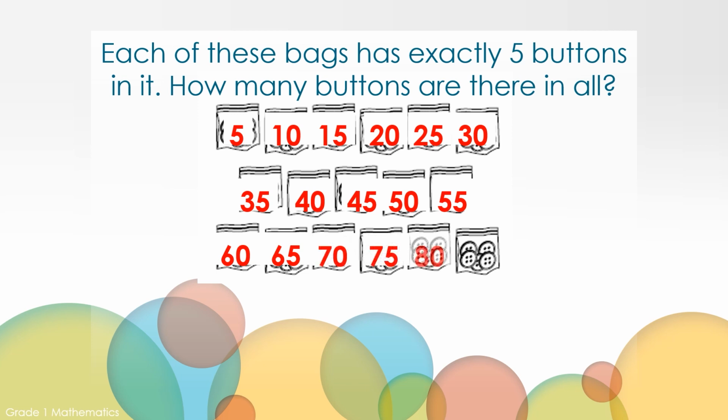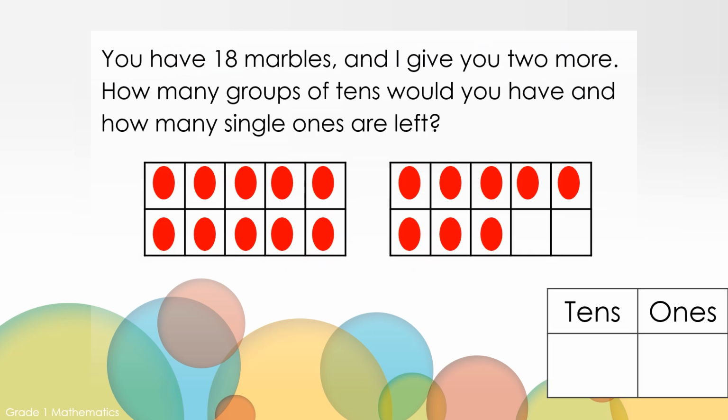There are 85 buttons. You have 18 marbles, and I give you 2 more. How many groups of 10 would you have, and how many single ones are left? You can use the place value table to show your answer. If I give you 2 more, how many 10s and 1s? There are 2 10s and 0 1s.